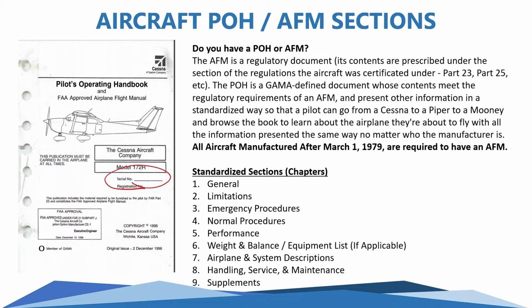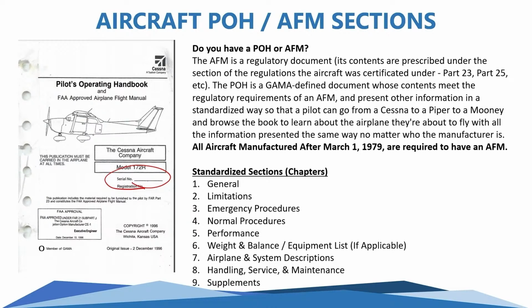What we mean by standardizing it is that all the chapters are going to be the same. The information is going to be different. If I told you to look at chapter 2, regardless of whether it's a Cessna, a Mooney, or a Piper, in all of the standardized AFMs, chapter 2 is always going to be limitations. Chapter 6 is always going to be weight and balance, regardless of the airplane. Now, all aircraft manufactured after March 1st of 1979 are required to have an AFM.